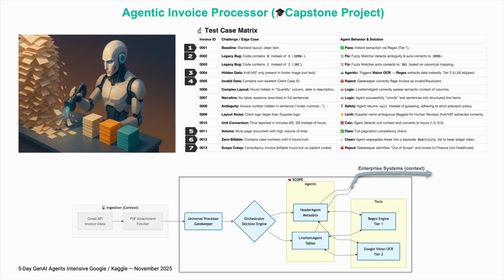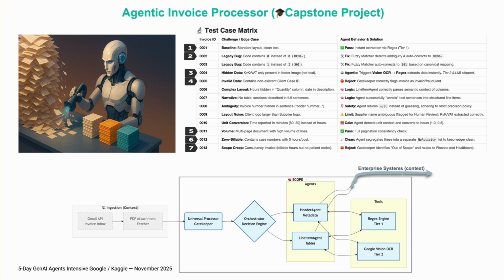Today I demonstrate the Agentic Invoice Processor. This system prioritizes sustainable AI engineering. It uses efficient Gemini 2.5 Flash Lite agents for orchestration and extracting of complex time registration tables.